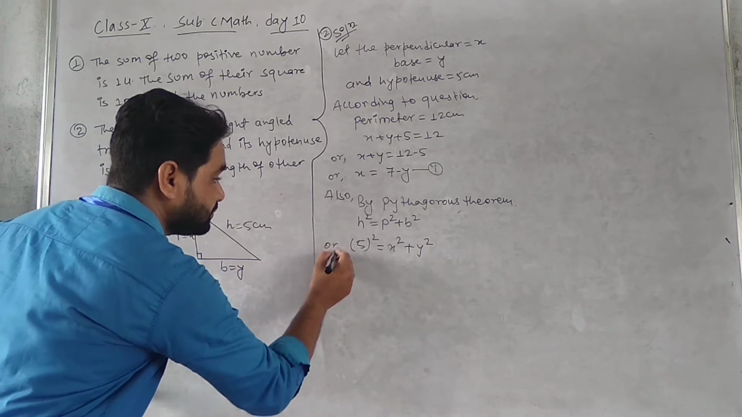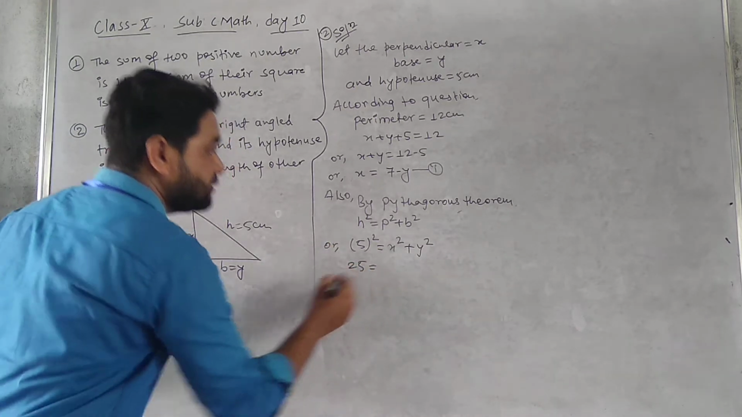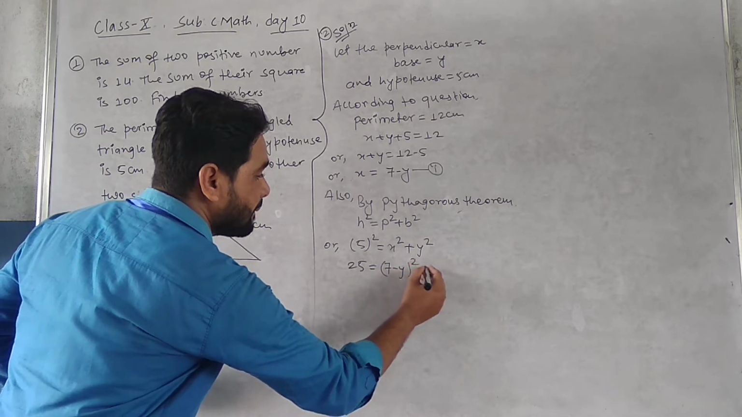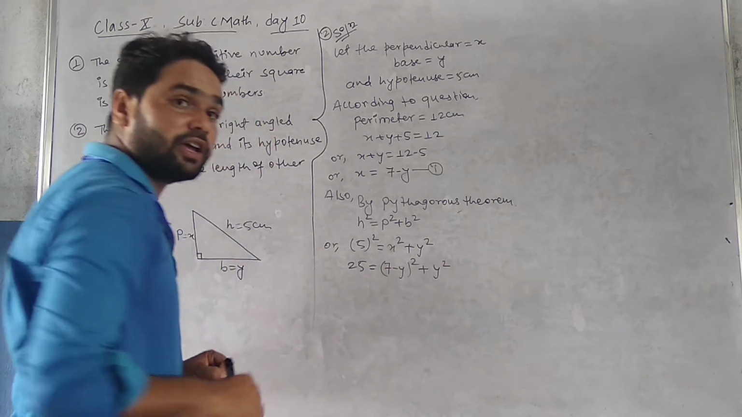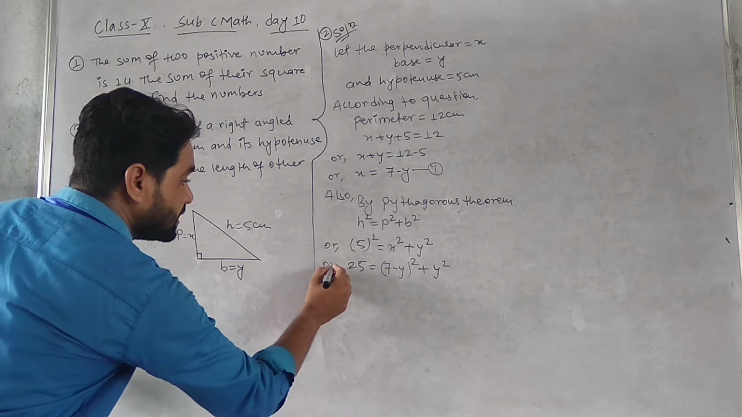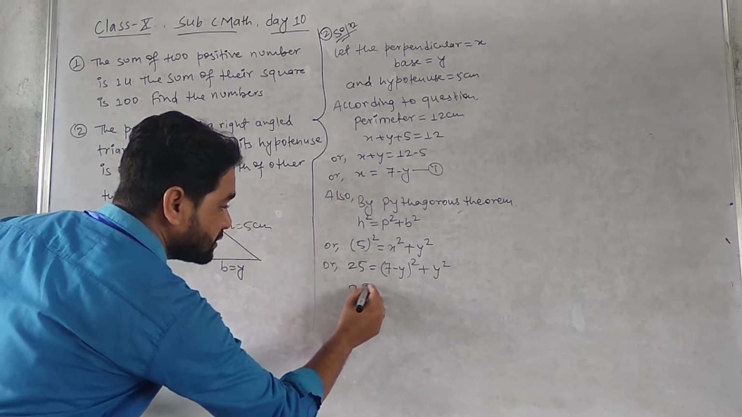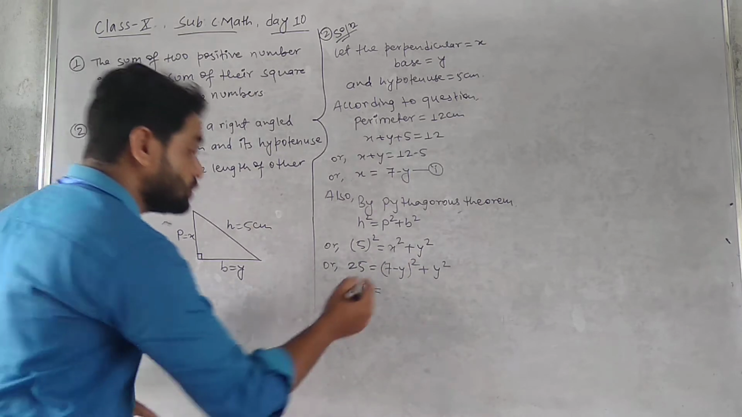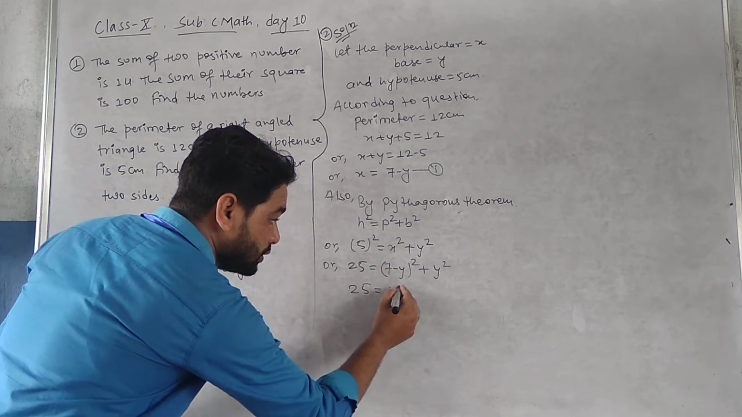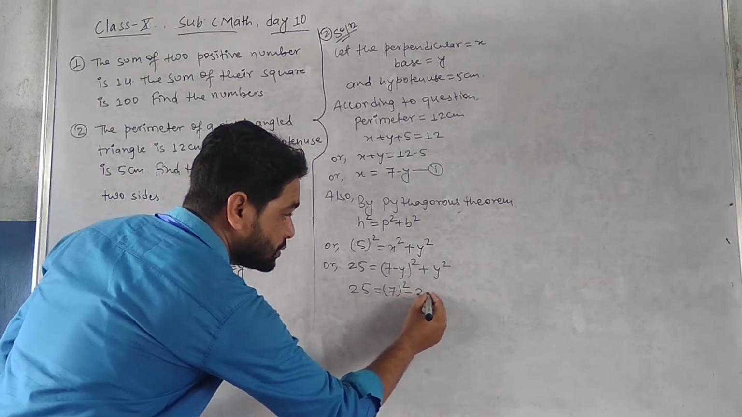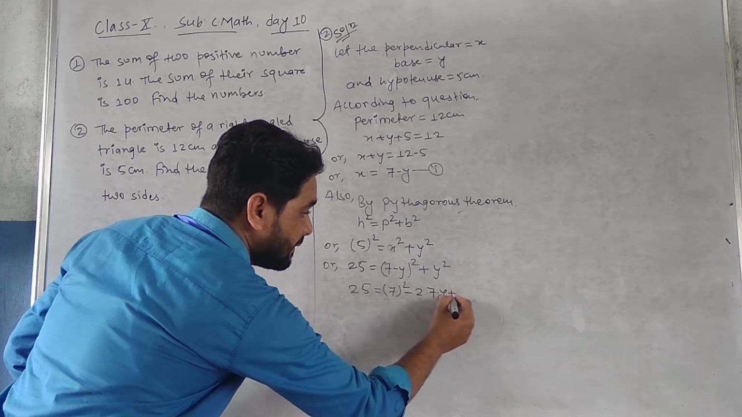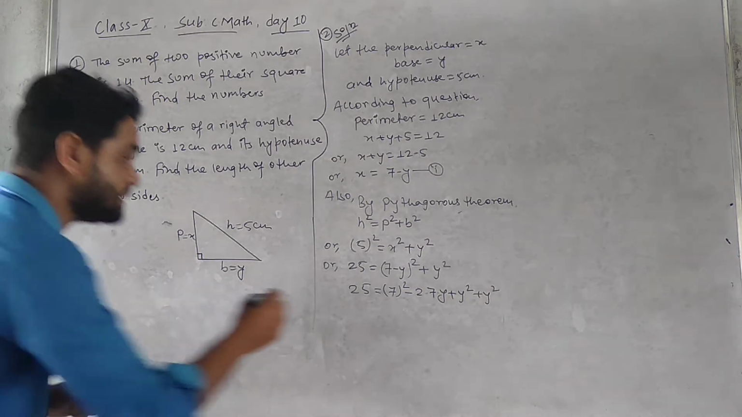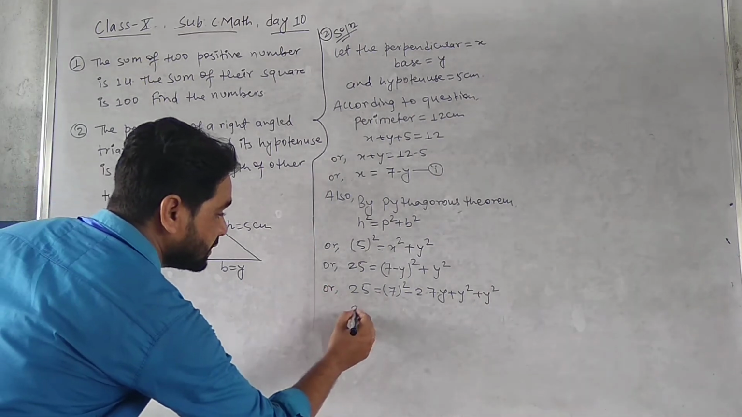So we get 25 equals (7 minus y) whole square plus y square, where y square remains the same. Let's simplify this. This is in the form of (a minus b) whole square, so a square minus 2ab plus b square, and y square remains the same.